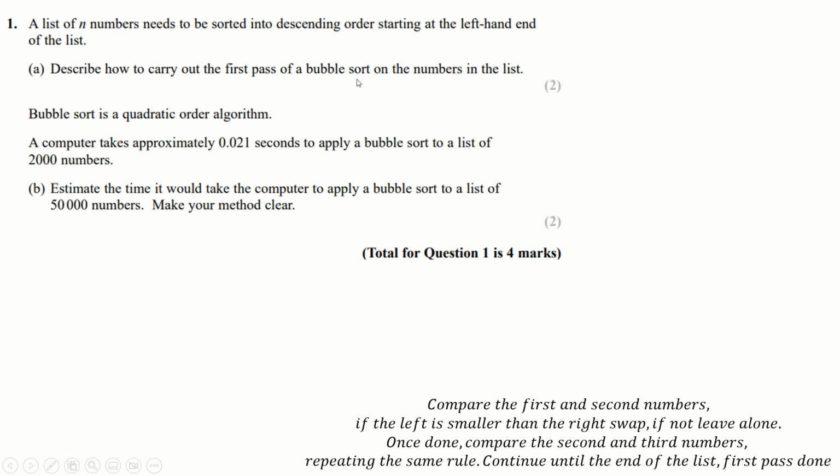You just compare the first two numbers. If the left is smaller, because you're doing descending, you'll swap them. If not, you'll leave them. Then you compare the second and third number. You repeat. You go all the way to the end of the line, swapping them or not swapping them. And then at the end, that's the first pass done.